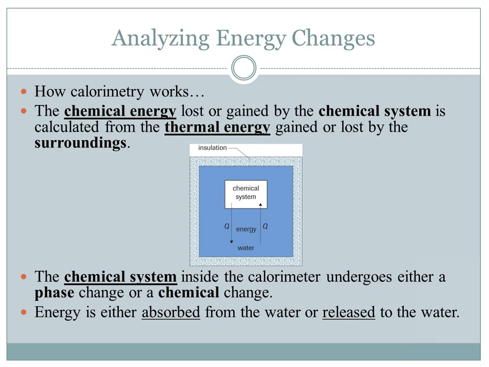This diagram shows how the chemical energy lost or gained by the chemical system goes into the water. In reality, the chemical system is not one tidy block, but it will likely be mixed right into the water. Energy is either absorbed from the water or released to the water. We will typically measure the change in temperature of this water, and so we will use the specific heat capacity of the water, and this information will allow us to calculate information about the chemical system.